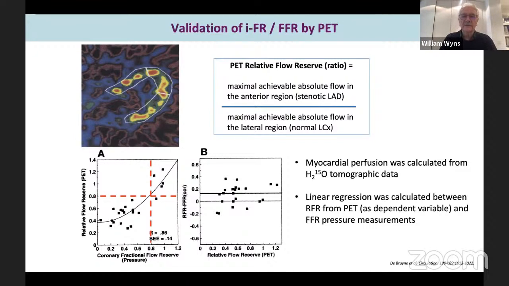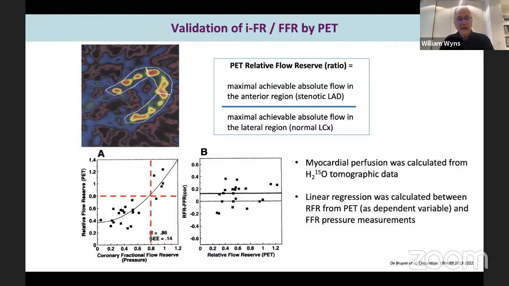What is relative flow reserve? It is the maximum hyperemic flow in the area of interest, LAD territory, and we took a normal circumflex on the right part of the image, okay? And we consider that to be the closest to the FFR definition, which is FFR gives you an idea of the maximal achievable flow in that region divided by what that flow would be in the absence of stenosis.